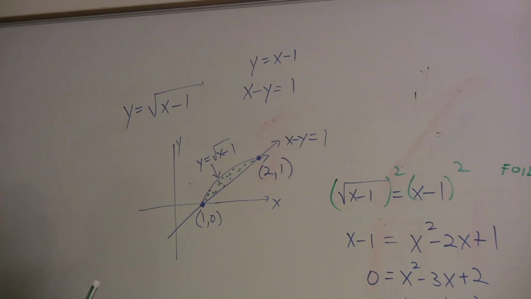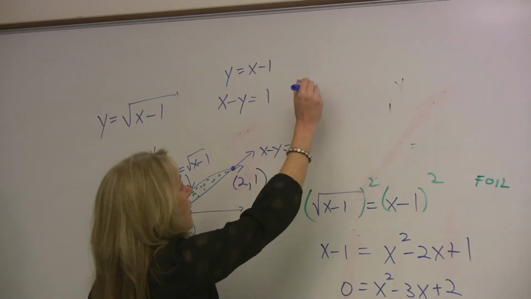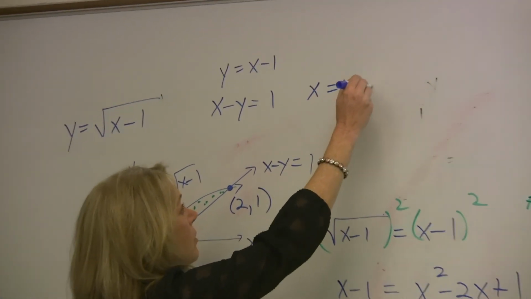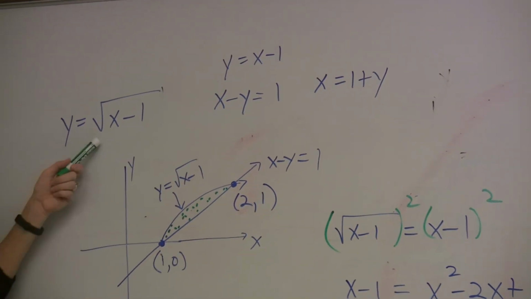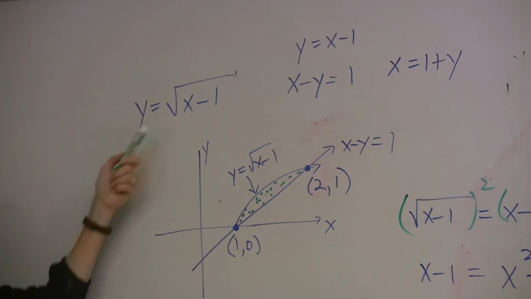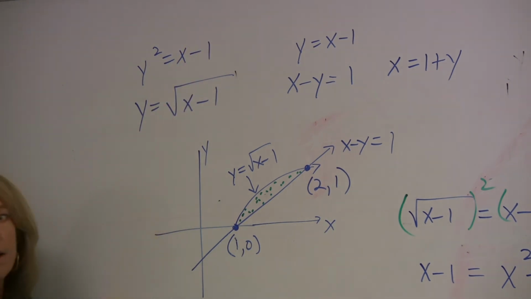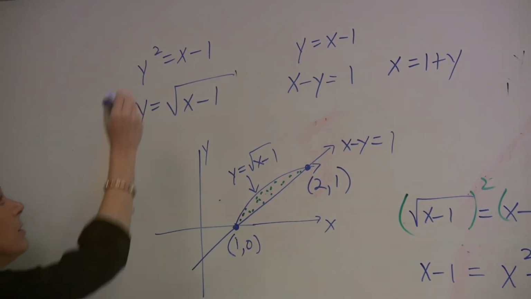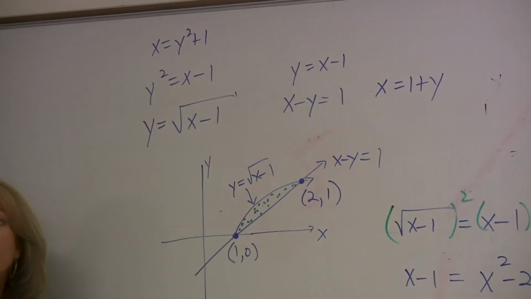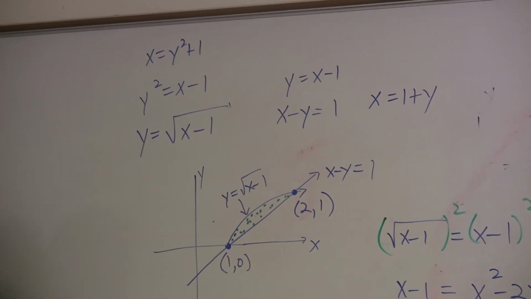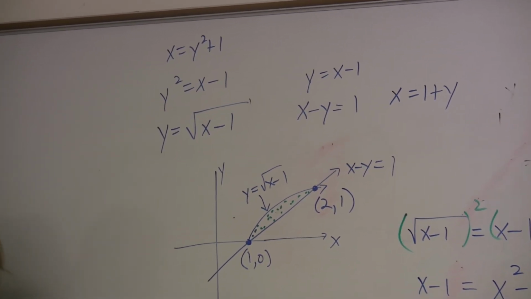Solve for x. This one's a little bit quicker. These are all equivalent here. So if I just add y to the other side, x equals 1 plus y. How do I solve this for x? Square both sides. y squared equals x minus 1. Add 1 to both sides. Okay. Why did I do that? They wanted it in terms of what? I need everything in terms of y.